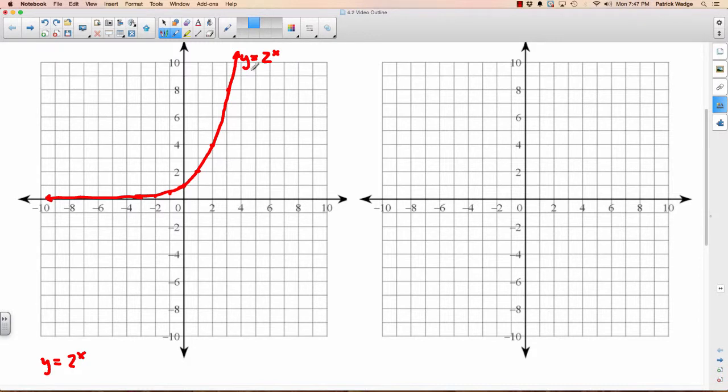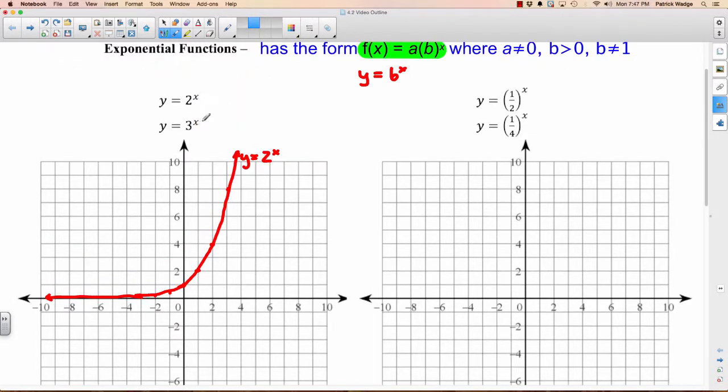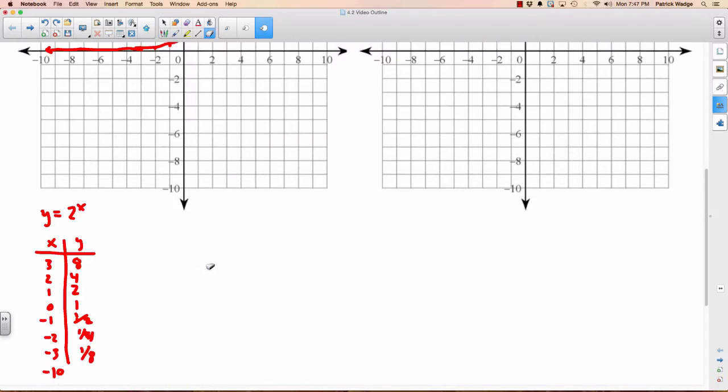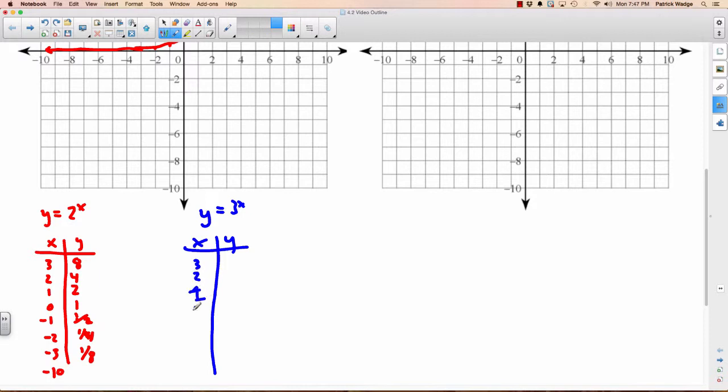Okay, what if we change things just a little bit? What if we make it y equals 3 to the x? I mean, it should look similar, shouldn't it? But let's see exactly how it looks. And let's do this a little bit quicker this time. Y equals 3 to the x. So again, x, y: 3, 2, 1, 0, -1, -2, -3.